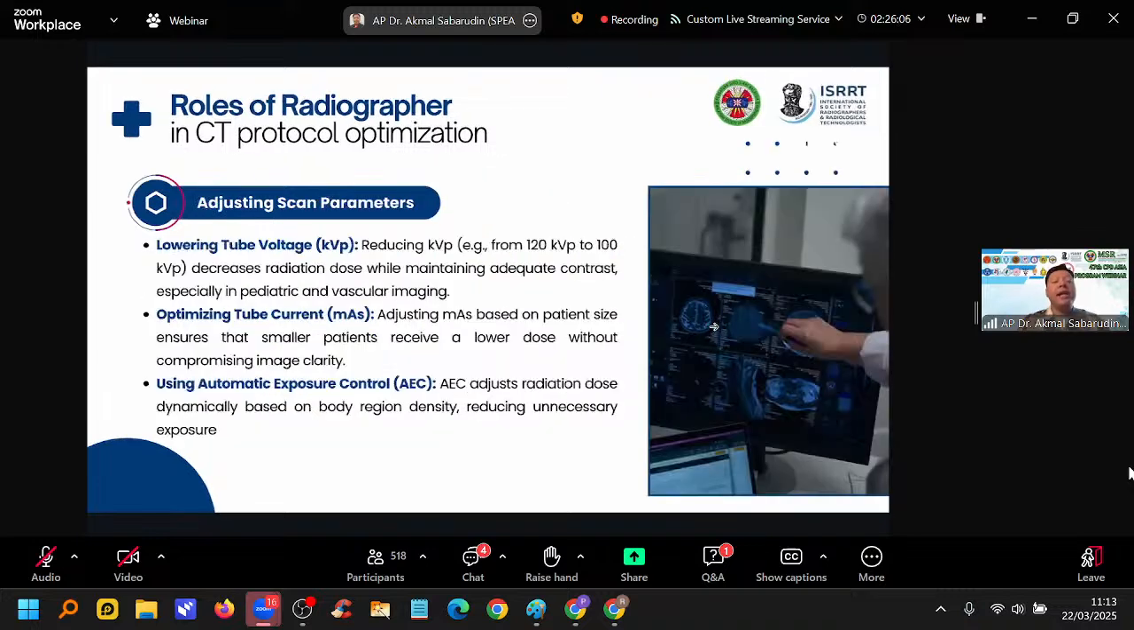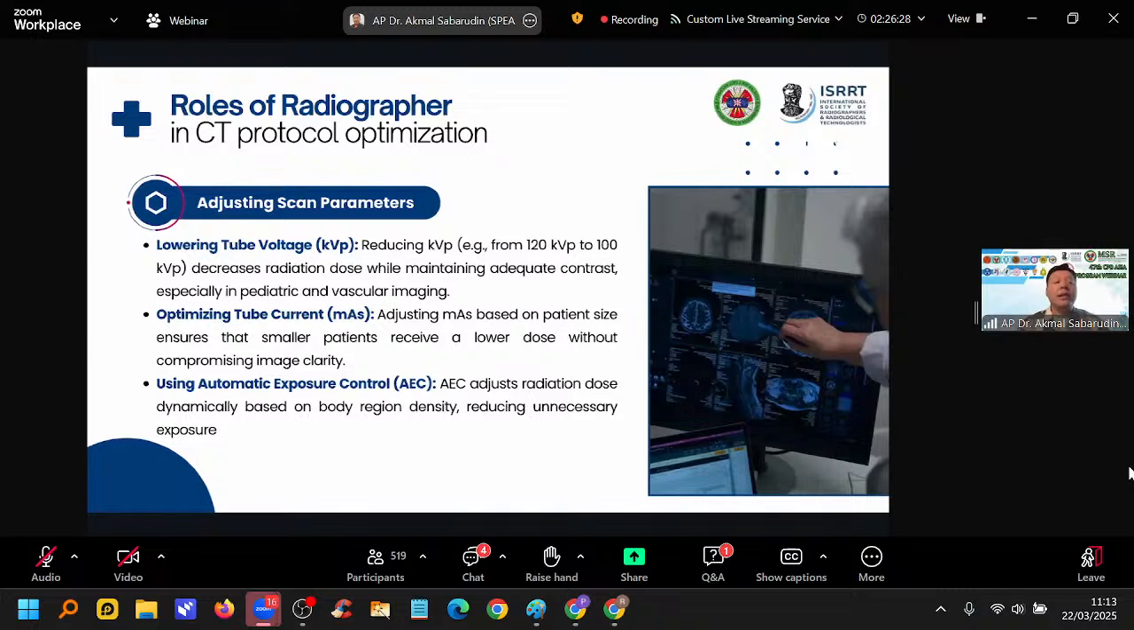Okay, and then next is adjusting scan parameters. We cannot really depend on one simple protocol. We have to provide better justification for every single patient, so the parameters can be tailored accordingly.